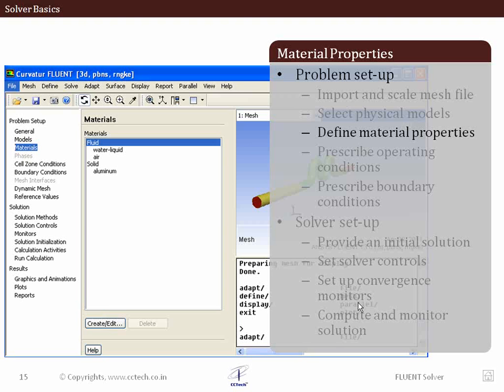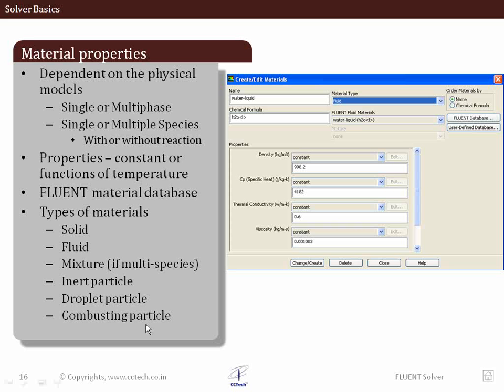Once we have defined the physical models, we move on to defining the materials. Now this will take some time to understand. The material types in Fluent are primarily of 5 types, but we would focus specifically on 2 types: fluid type and solid type. There are other kinds of materials, like mixture if it's a multi-species simulation, an inert particle, droplet particle, or combusting particle. These are all particle types, in case we are including an Eulerian Lagrangian kind of multi-phase model. But primarily what you will usually be dealing with is the solid and the fluid type of material.